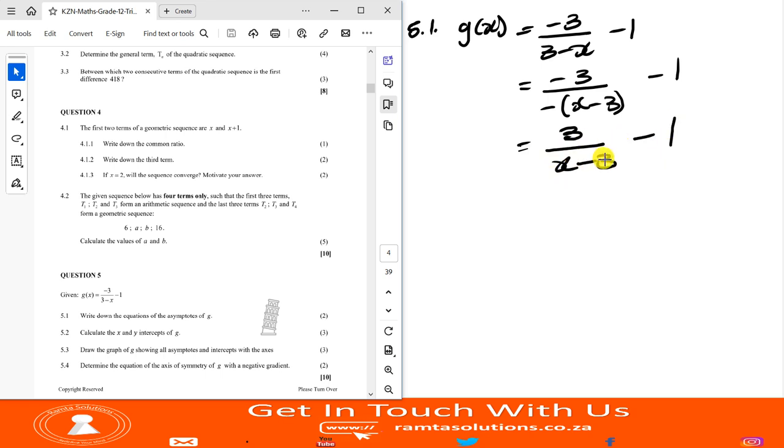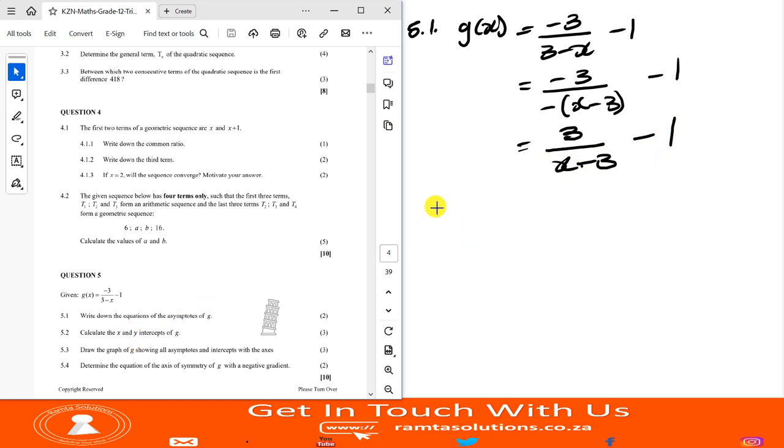As you can see, this value here is negative. p is negative 3. This means your graph has shifted to the right. And this guy here, the q value, is negative. It means it's shifting down, right? Now let's answer the questions.